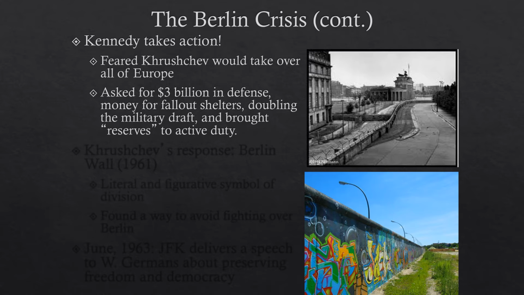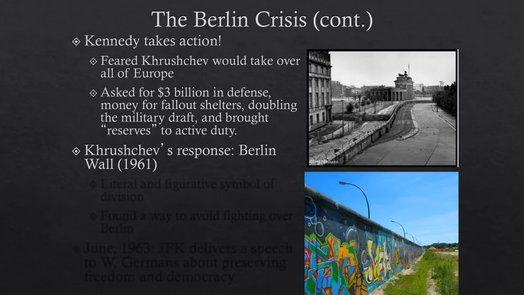$3 billion in 1961, which is over $30 billion in defense today, for Americans to build fallout shelters, for increasing the draft, for bringing reserves to active duty. Basically, Kennedy had a full mobilization of the military. To the Soviets, what does this look like? Well, it looks like Kennedy's getting ready to go to war. Now, is Kennedy really going to go to war over Berlin? No. But to the Soviets, it looks like he's getting ready to do so.